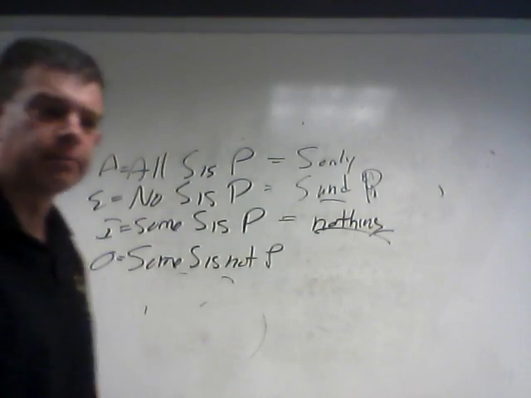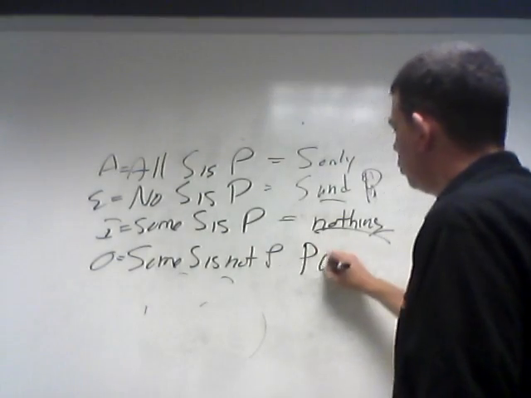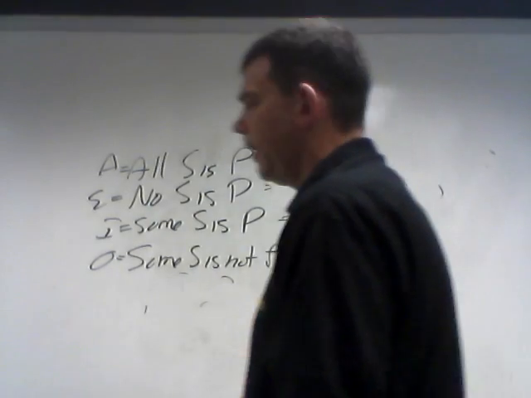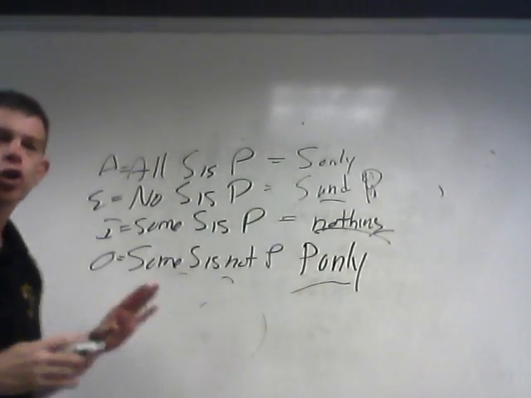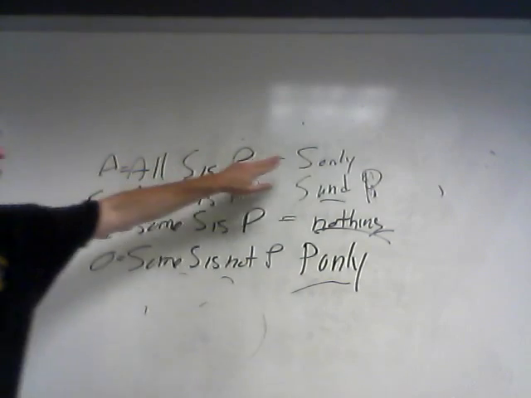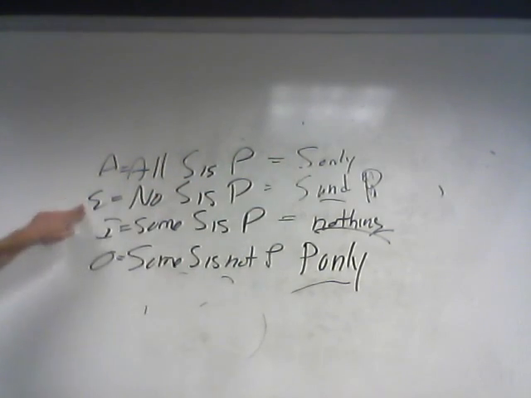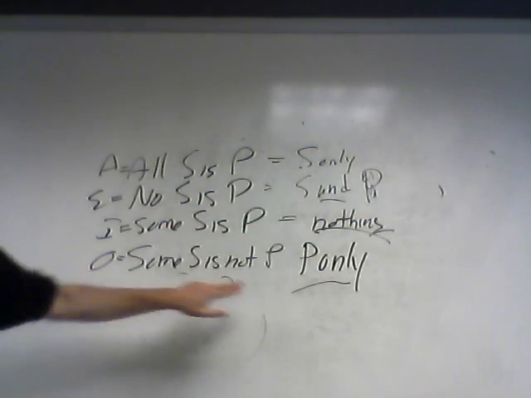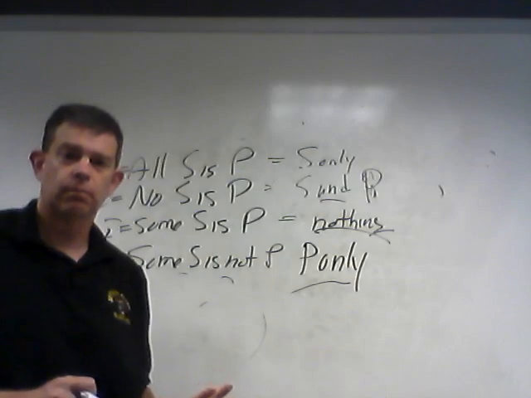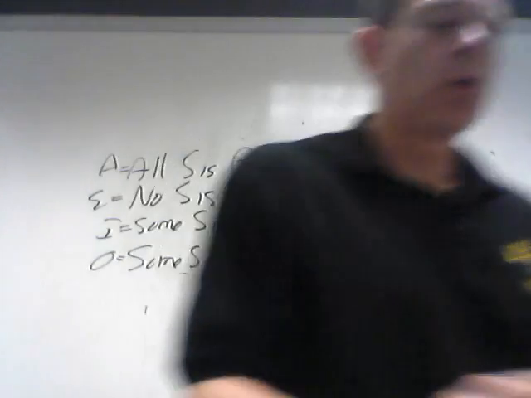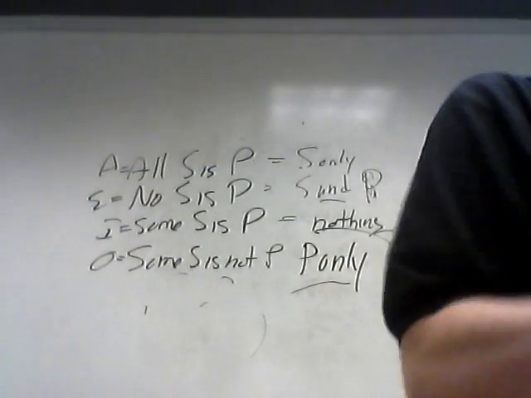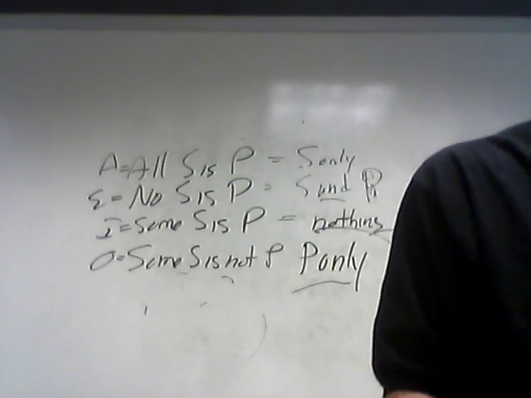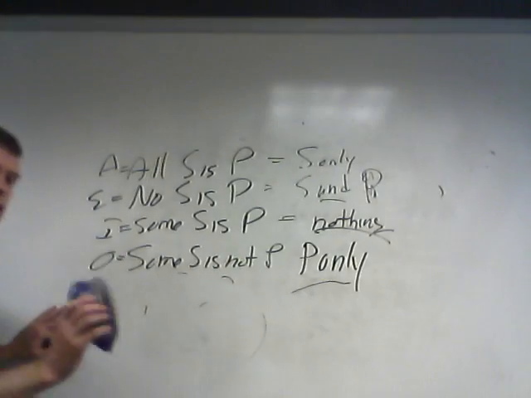And in an O statement, only the predicate, only P. So here's a good little chart to write down. A distributes the subject only. E distributes both. I distributes nothing. And O distributes the predicate only. Okay? So if you know that, and that's going to be a critical thing to remember, because that'll really help you with this, let's take a look at a syllogism using that.